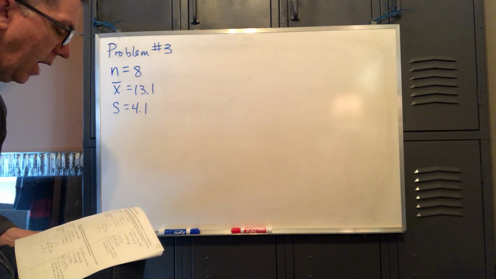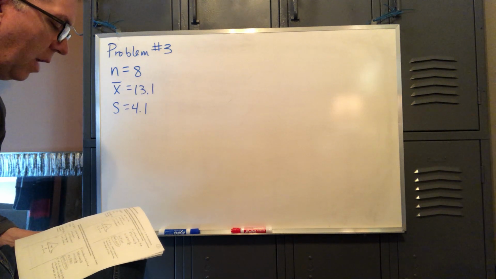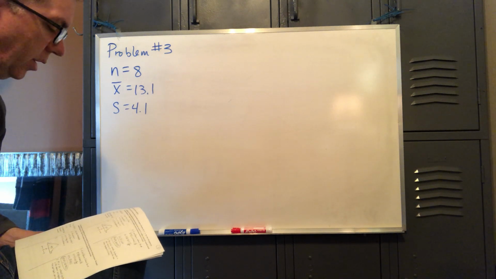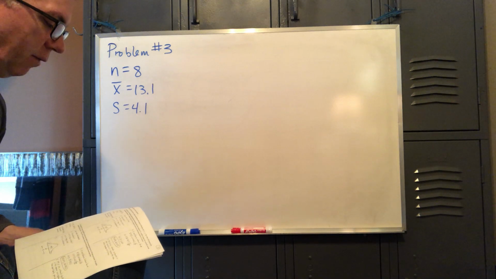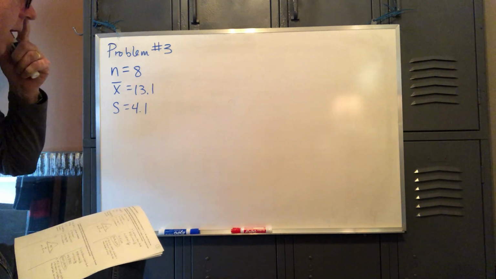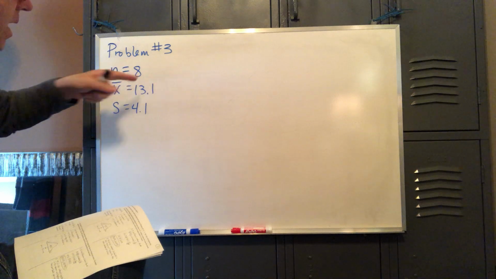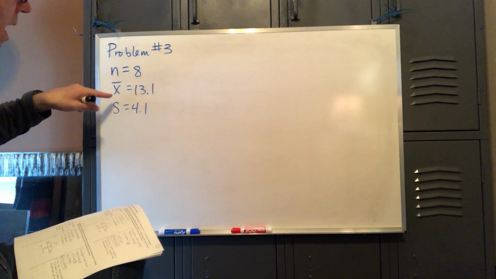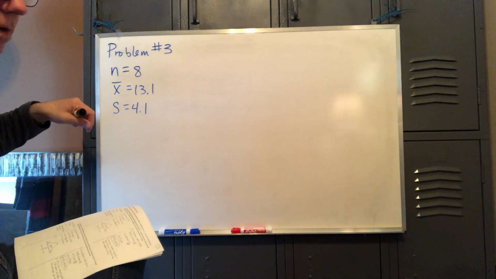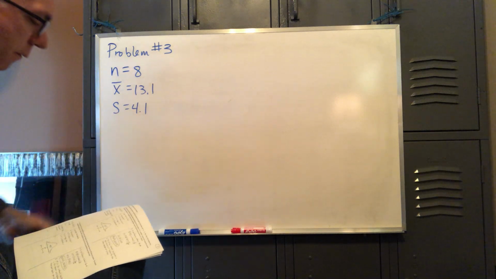A recent survey of 8 randomly selected social networking sites has a mean of 13.1 million visitors for a specific month. The standard deviation of that sample is 4.1. Find a 95% confidence interval for the mean number of visitors. So I wrote down all the important values. N equals 8, that was my sample size. X bar is 13.1 million visitors, and S is 4.1.